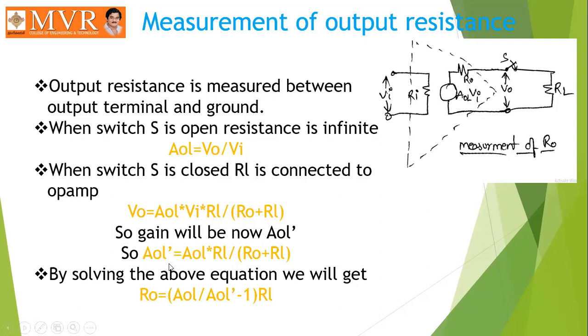So how are we going to calculate the AOL dash? We know the AOL already, we have calculated the AOL into RL divided by R naught plus RL. So for finding this R naught, we know the AOL, and we are going to find the AOL dash by connecting this switch. How are we going to obtain the AOL dash?